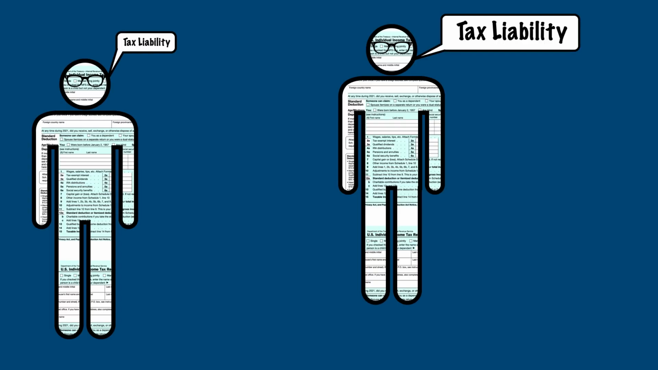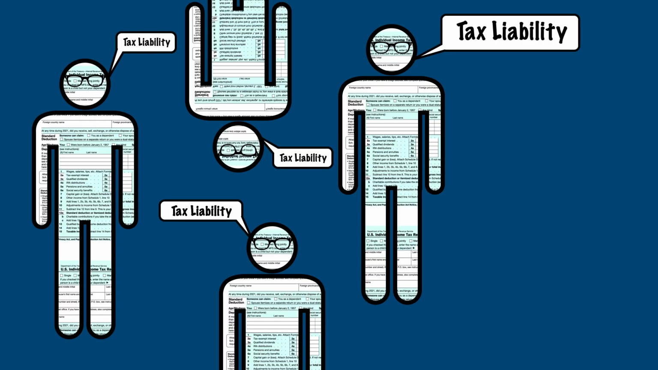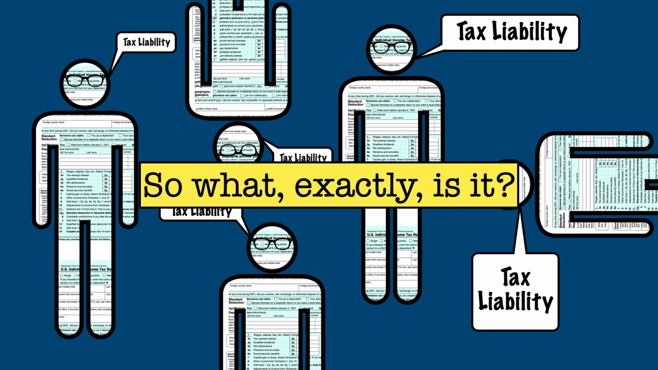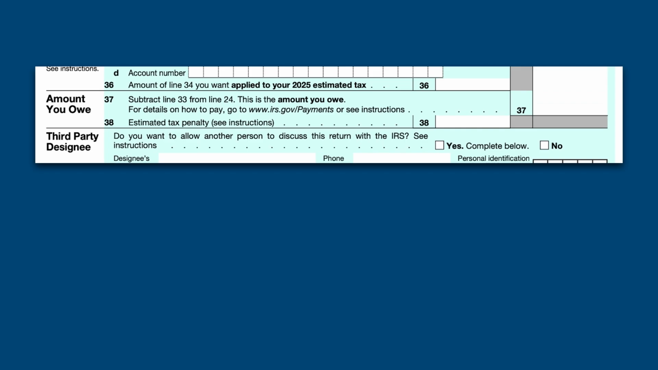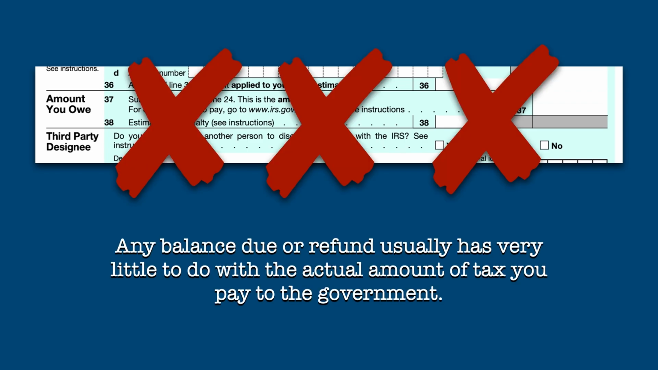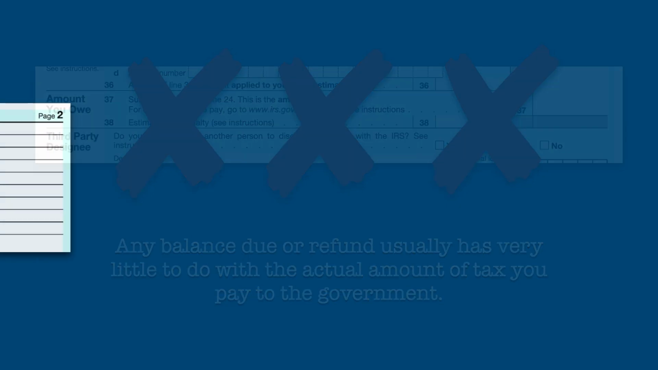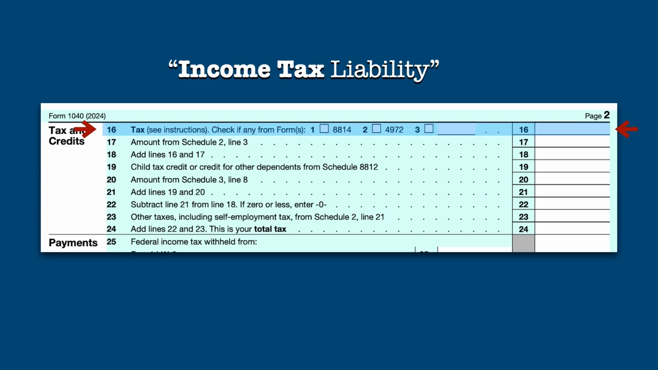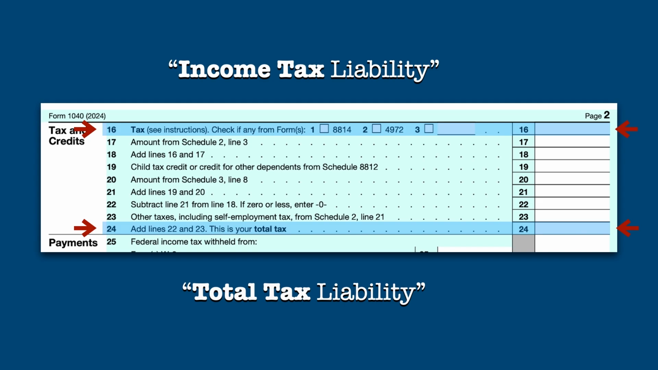I've mentioned the concept of tax liability many times on this channel, particularly when it comes to tax credits. So, what exactly is it? There's one thing that it's not, and that is a balance due on a tax return. Any balance due or refund usually has very little to do with the actual amount of tax you pay to the government. On a Form 1040, there are actually two tax liabilities, an income tax liability shown on line 16 and a total tax liability on line 24.